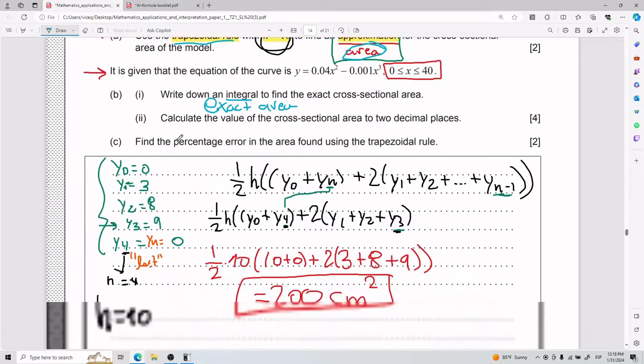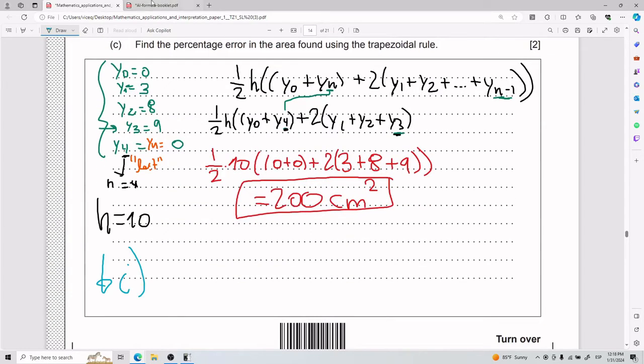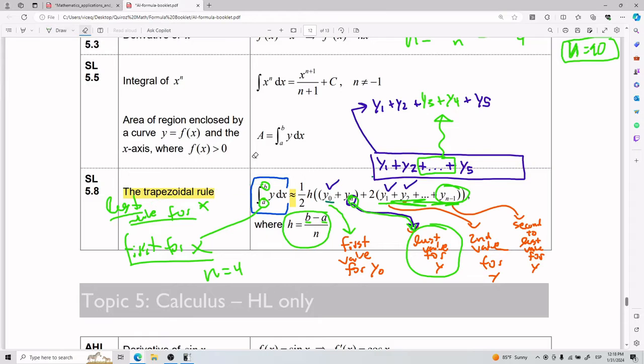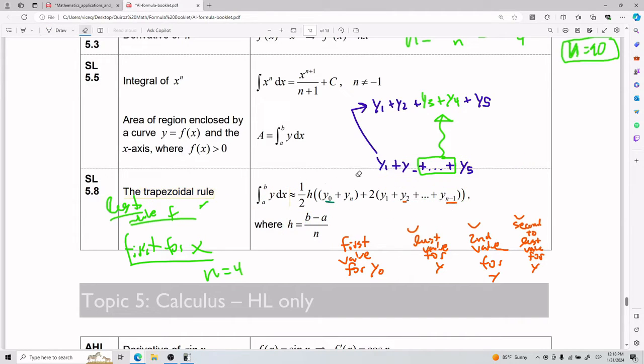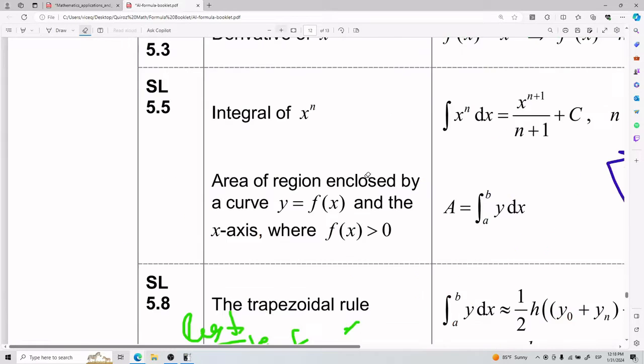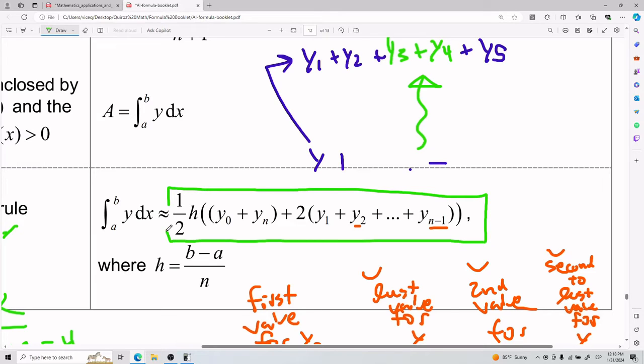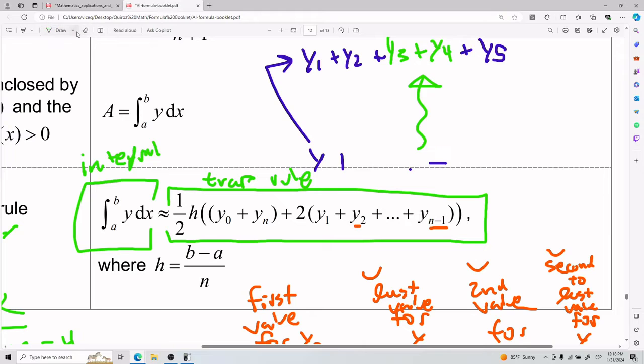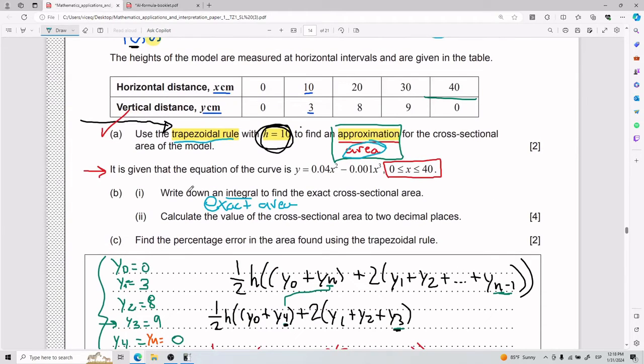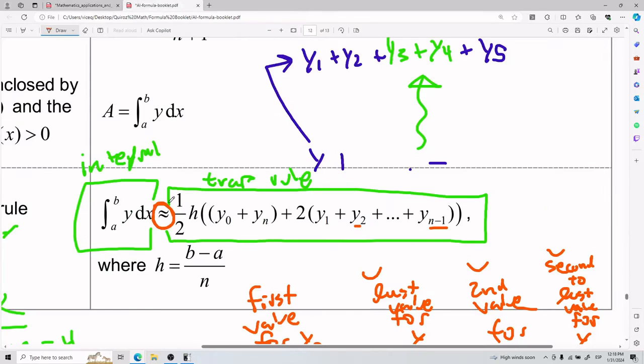And to write down an integral, it's super easy. It actually sort of comes from the formula booklet. Let me make a little bit of space because I wrote down a lot. The part that is actually the trapezoidal rule is this here. Over here, you just have a normal integral. What's cool about the trapezoidal rule is that it lets you find the approximate area from an integral. So when they tell you to write down an integral, the first thing you're going to do is write down an integral.